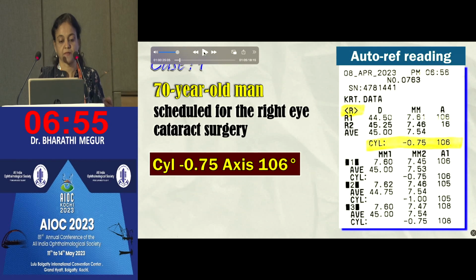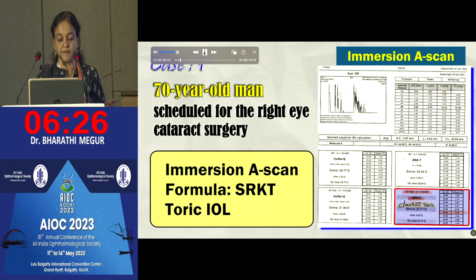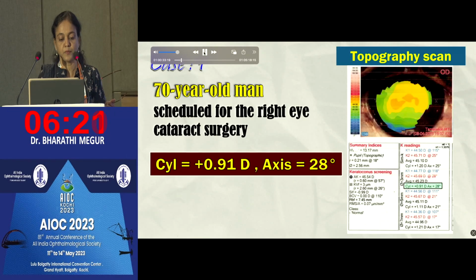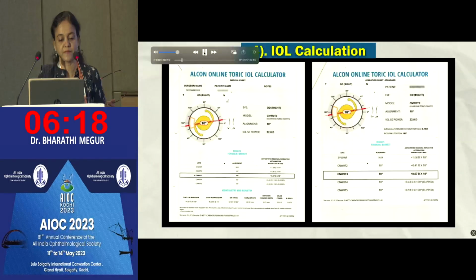Coming to the first case, he is a 70-year-old man scheduled for right eye cataract surgery. He has against-the-rule astigmatism. In this patient, we were able to do only 2 basic tests. The biometric values obtained were auto-K readings, which were repeatedly consistent, suggesting a cylinder of 0.75, axis of 106. We did not have optical biometry, so we did an immersion scan. The immersion A-scan also agreed, and the topography also agreed on the magnitude and the axis of the cylinder.